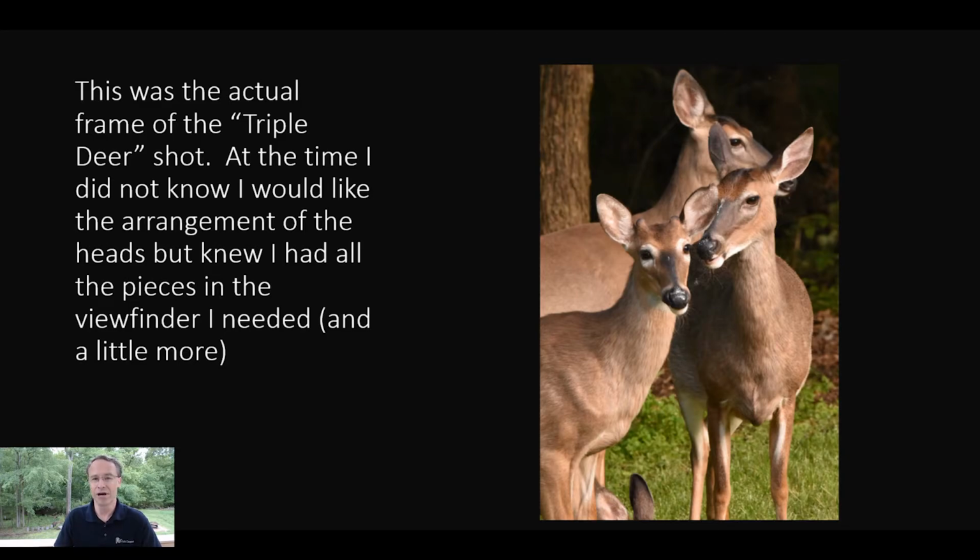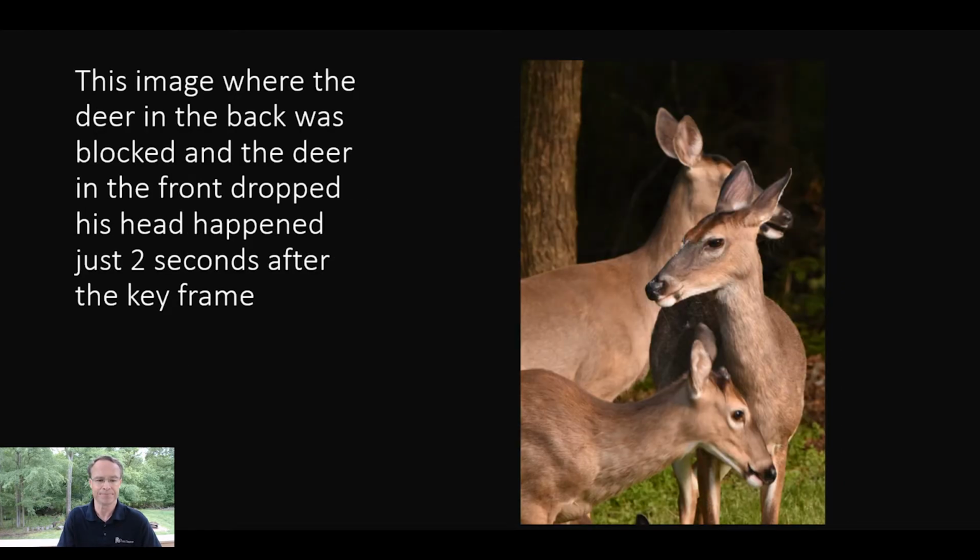This is the actual frame that I got the triple deer picture out of. I did a little bit of cropping, a little bit of editing to it, but this is the actual frame. At the time, I don't know if I realized that all three deer's heads and the directions that they were looking were really going to be a shot that I was really going to love in the end. But I did know that all three subjects were in the frame. I had some extra space around the sides, and I knew that I probably had the technical settings, both the white balance and the increased aperture, to probably get this shot if there was something good there to be had.